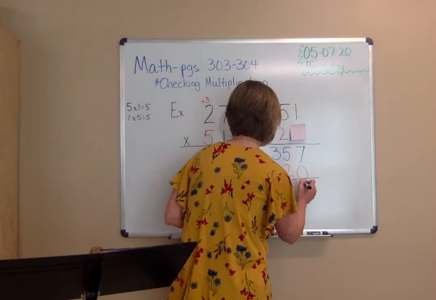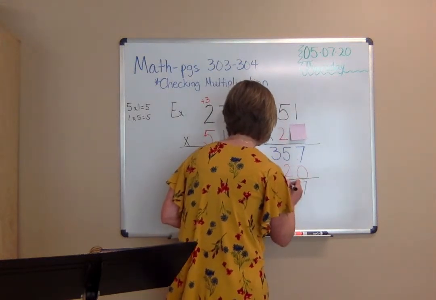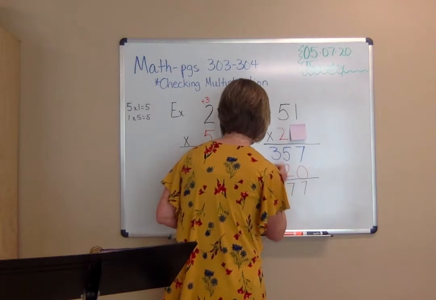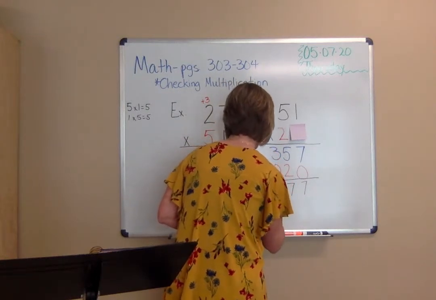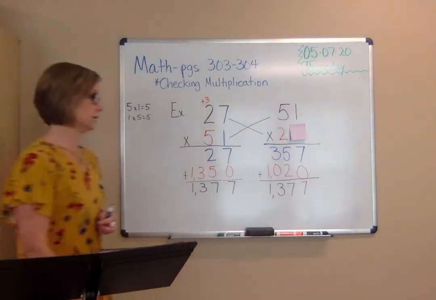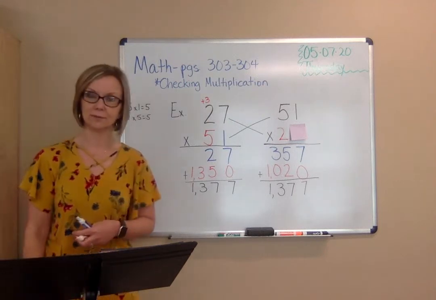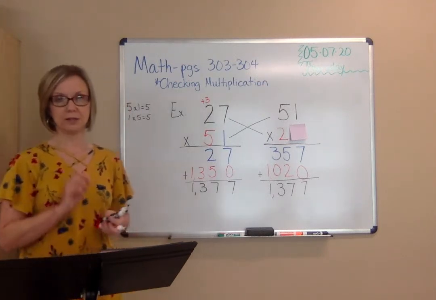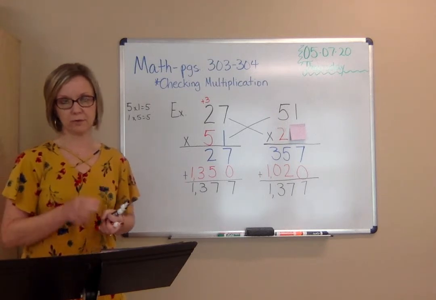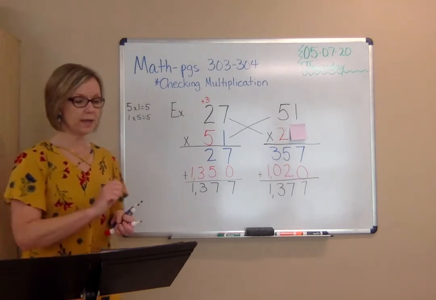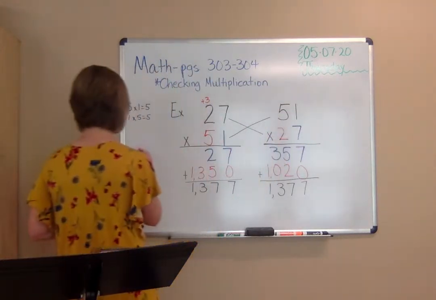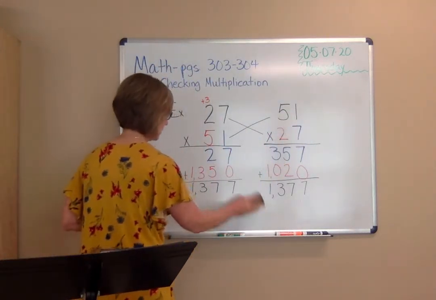7 plus 0 equals 7. 5 plus 2 equals 7. 3 plus 0 equals 3. 0 plus 1 equals 1. 1,377. The magic of numbers, right? So by checking, you're just flipping them over. So let's go ahead. You can go ahead and start on 1A, and I'll catch up with you in just a second.